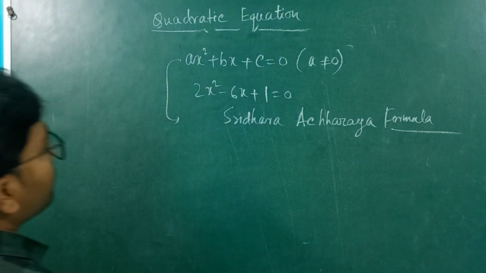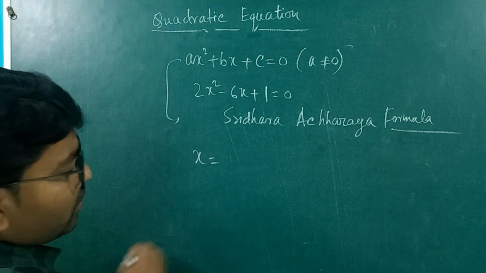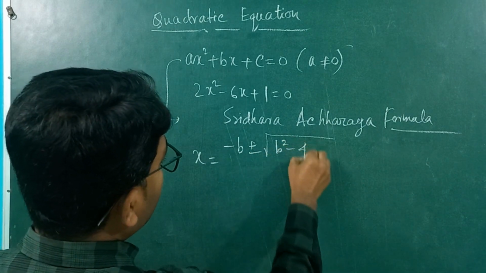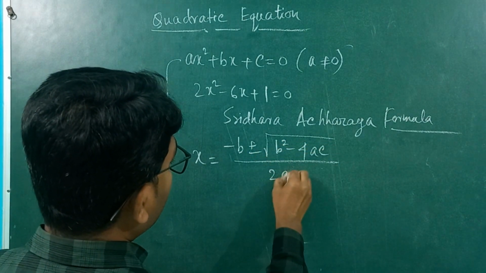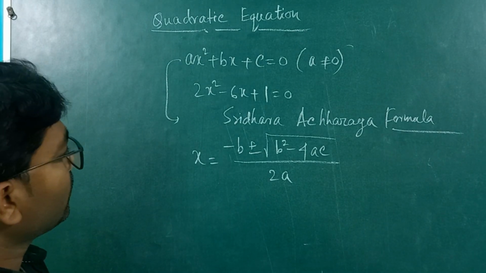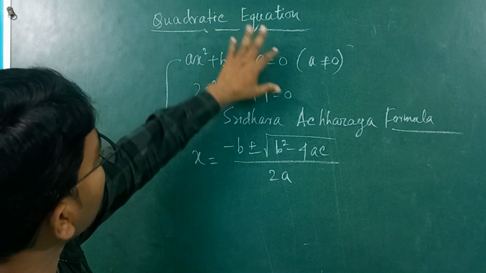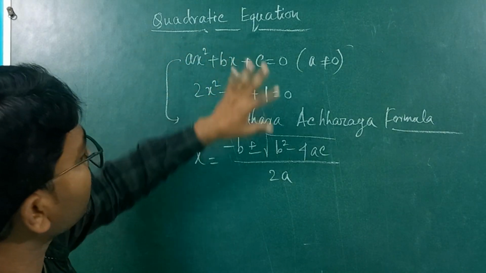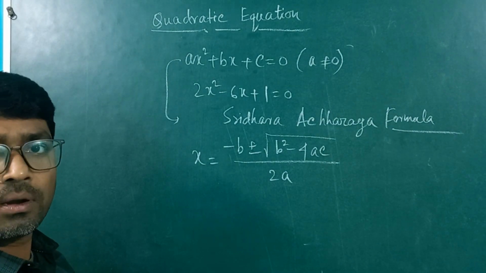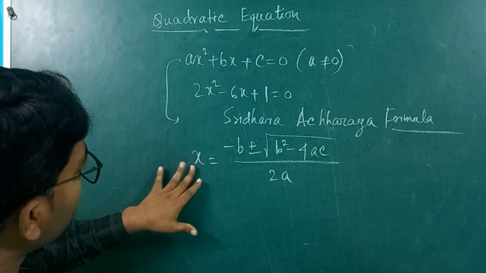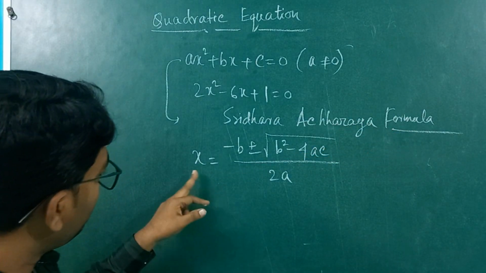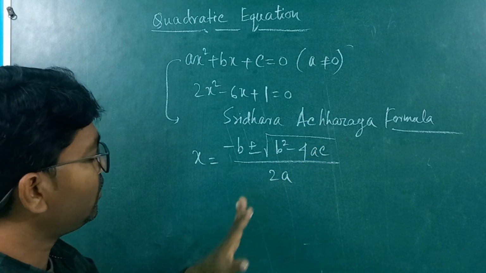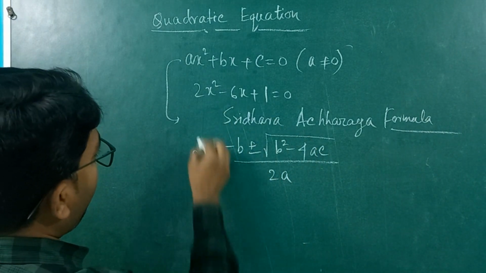What is the formula? This formula is x equal to minus b plus minus root over b square minus 4ac by 2a. That is, when you are given a quadratic equation and you can recognize what a, b and c are, that is the coefficients of the equation, you can easily solve the equation by using Sridhar Acharya formula. That is x equal to minus b plus minus root over b square minus 4ac by 2a.